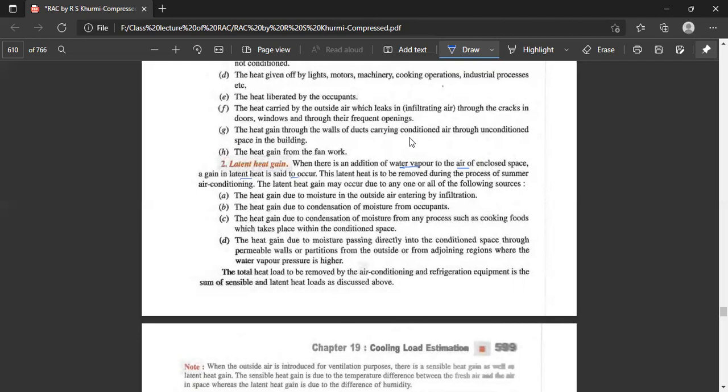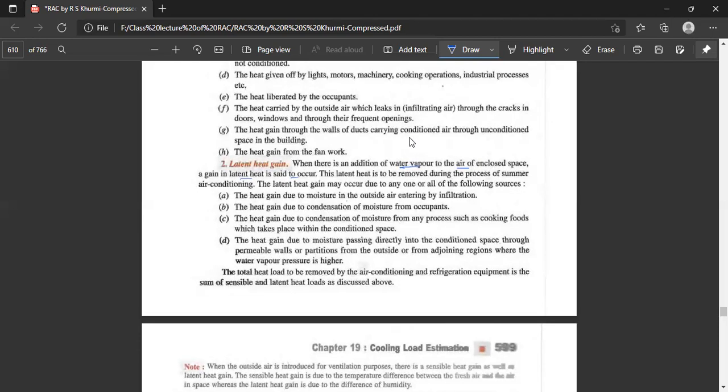This latent heat gain may occur due to any of the following cases. Say, heat gain due to moisture in the outside air entering. Heat gain due to the condensation of moisture from the occupants. So outside air has some moisture, and that also comes in with the air. The moisture from the occupants is supposed to be condensed, releasing heat.